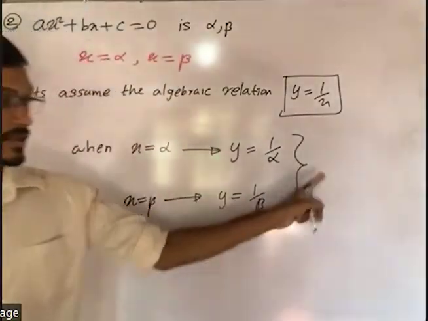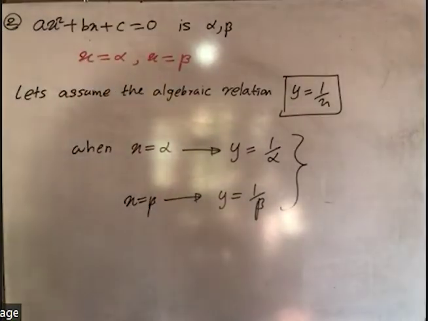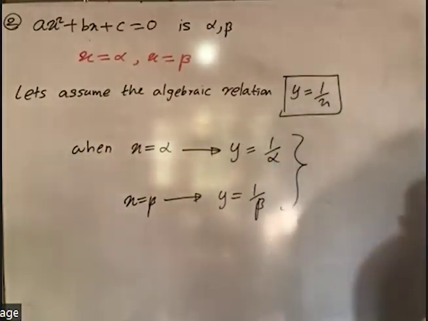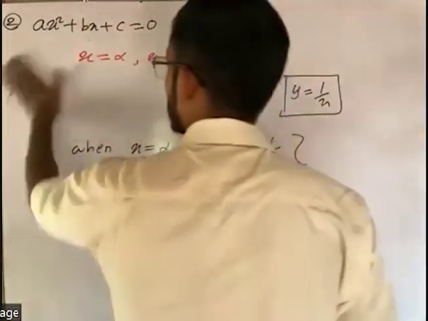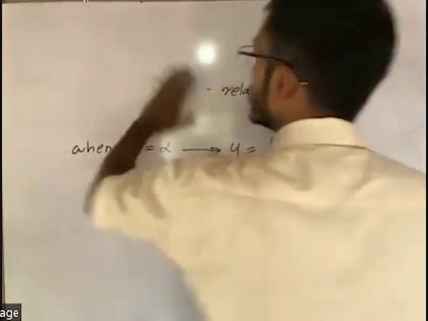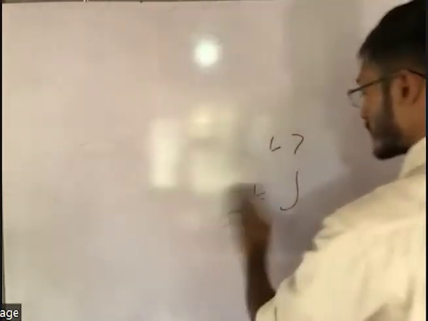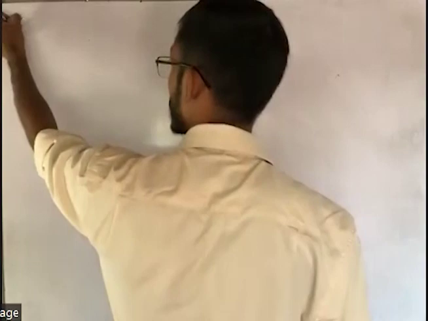Here write down the two roots that we require. So I'm going to convert the equation. Now look at this. I'm going to use this algebraic relation y equals 1 over x.